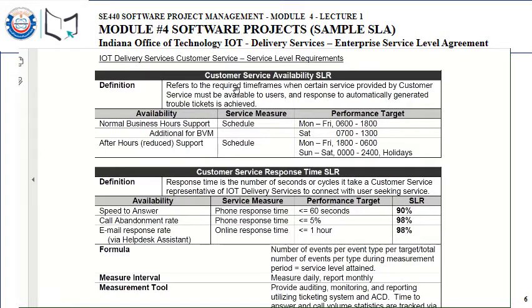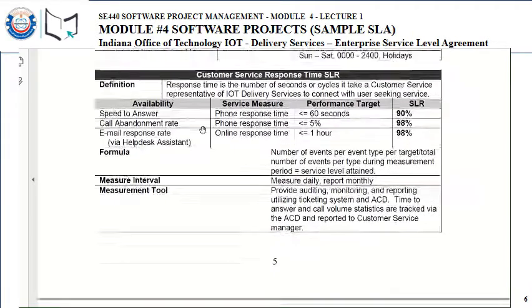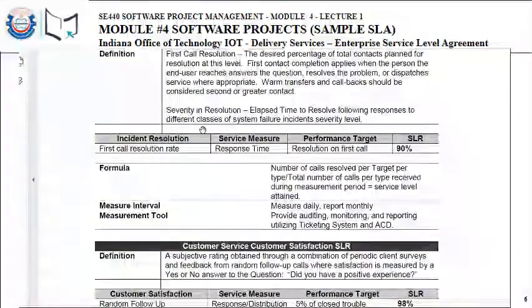Here they talk about the service availability. Normal business hours support is scheduled Monday to Friday, 6 to 18, which is 6 a.m. to 6 p.m. In addition to the normal business hours, there is Saturday, 7 a.m. to 13, or 1 p.m. After hours support is scheduled Monday to Friday, 18 to 6, which is 6 p.m. to 6 a.m., sorry, and then Sunday and Saturday from 0 to 24, like the holidays. Okay, let's move forward.